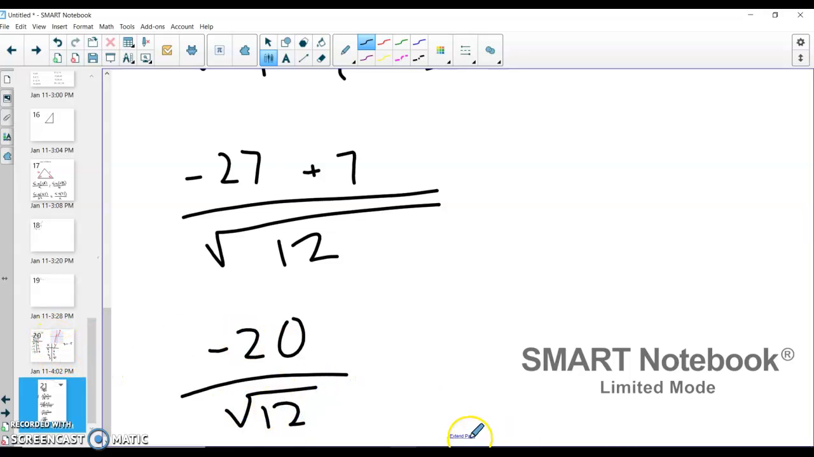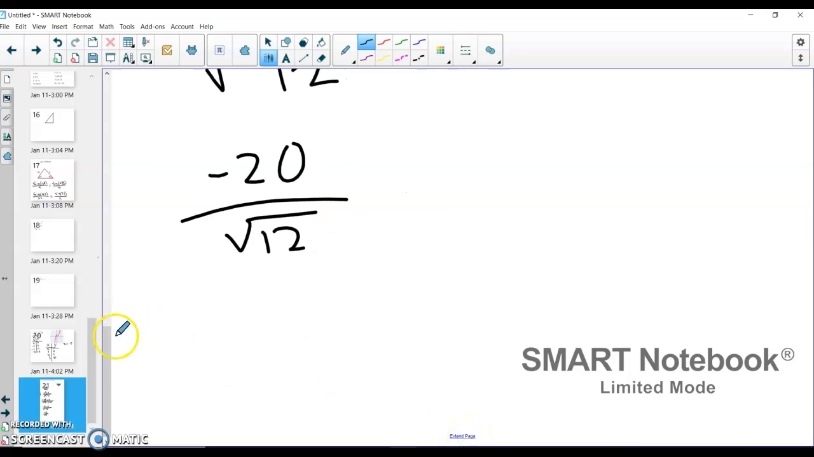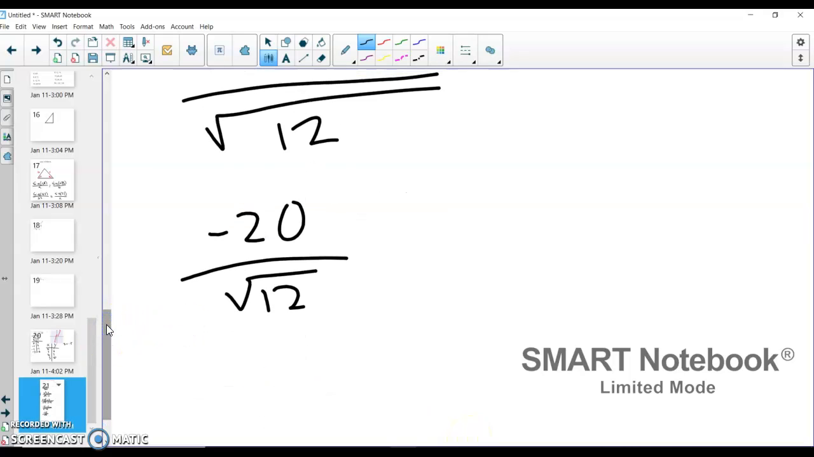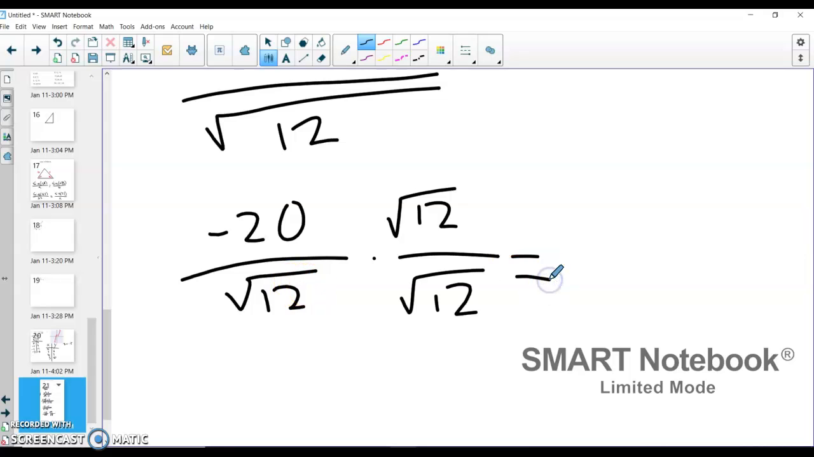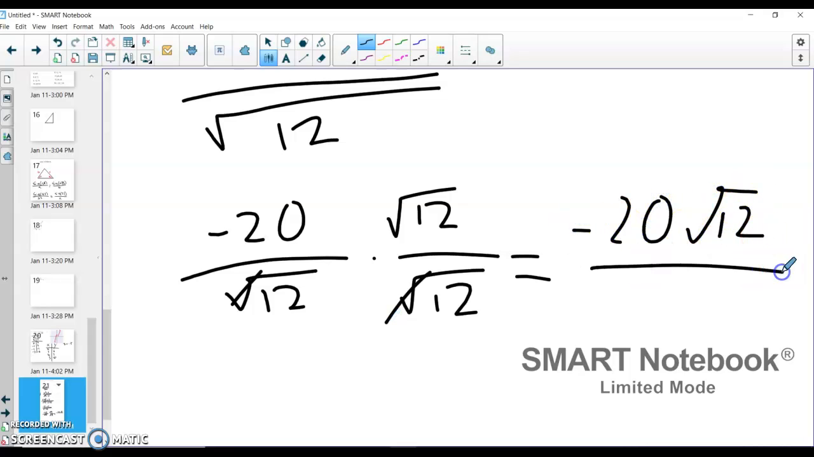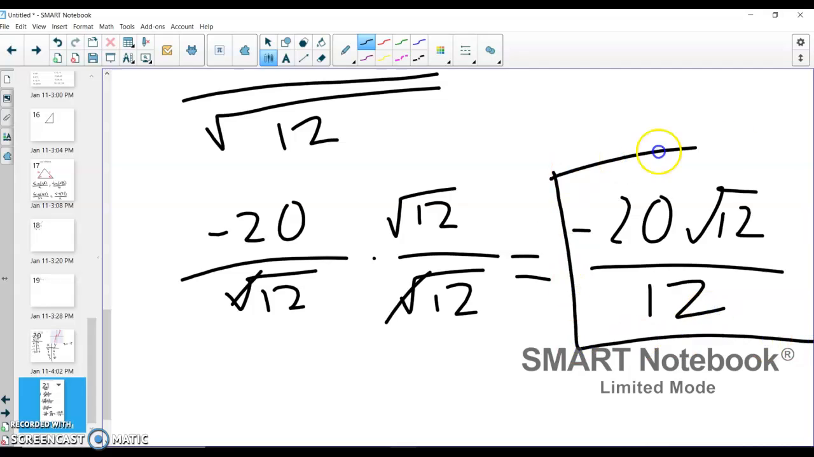Now the main question here is, why did I multiply this here by the square root of 12? And that is something that we call rationalizing the denominator in math. We don't like square roots in the denominator, so if we have a square root in the denominator like we do here, the square root of 12, we multiply the top and bottom by the square root of 12, multiplying it by itself, and what we get when we do that is the square roots are going to cancel out, and you're left with -20 times the square root of 12 over just 12, and that would be your final answer.